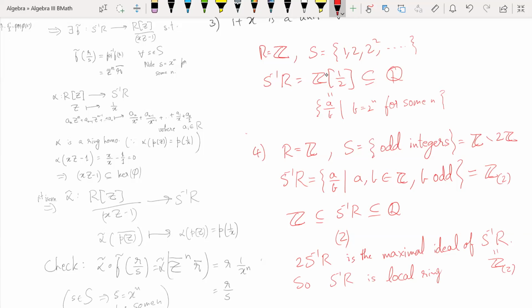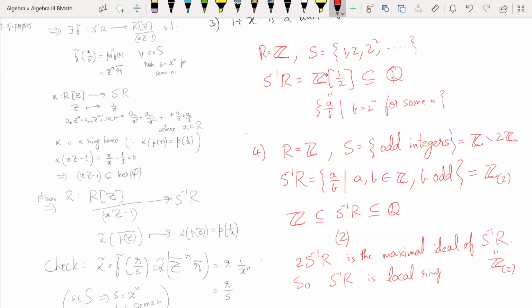Okay. 2 means 2 by 1, right here. Say that again. Yeah, 2 means 2 by 1. So here we are identifying Z as a subring of Q. Okay, so 2 by 1, everything makes sense. Any other questions?